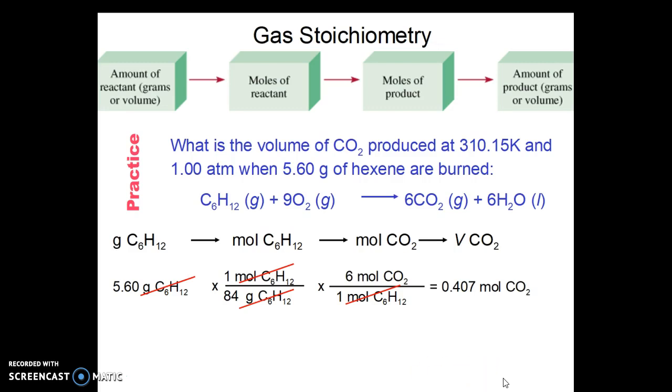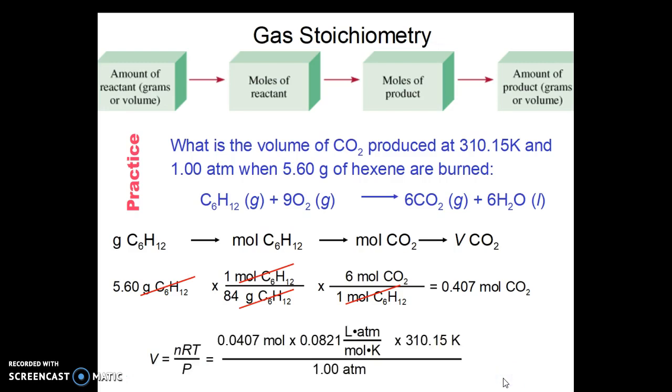Now, of course, we can go from that to the volume using nRT over P. We plug in our numbers for moles, the gas constant, the temperature in Kelvin, and the 1 atmosphere pressure. Notice we use the gas constant for measuring in atmospheres, and the answer, after we cross out everything except liters, is 10.4 liters.